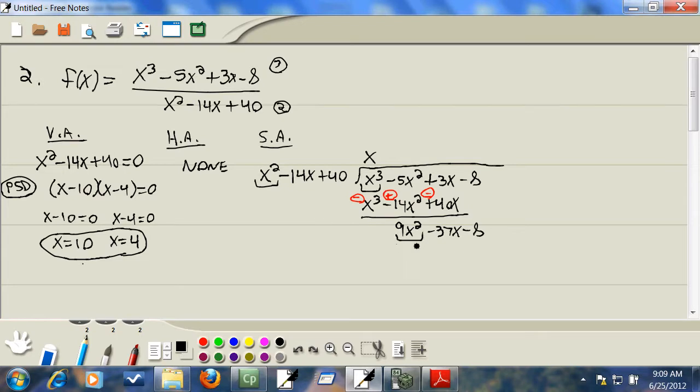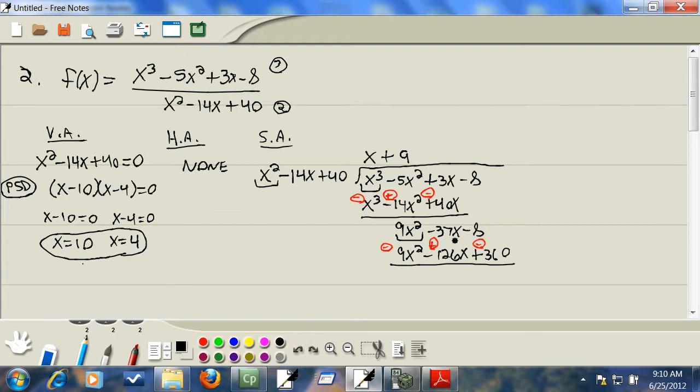And again, we look at the first term and decide what to put up on top. Well, x squared times 9 gives us 9x squared. So whatever we put up on top, multiply by what's out in front. 9 times x squared is 9x squared. 9 times negative 14x is, I think, 126x. Not that it matters. Okay, and 9 times 40 is 360. Now we're going to subtract that line, which means flip the signs. So this becomes negative, this becomes positive, and this becomes negative.